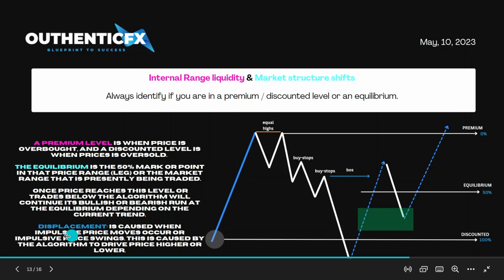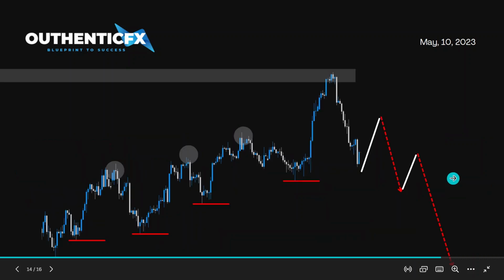Displacement is caused when an impulsive price move occurs, or impulsive price swings. This is caused by the algorithm to drive price higher or lower.